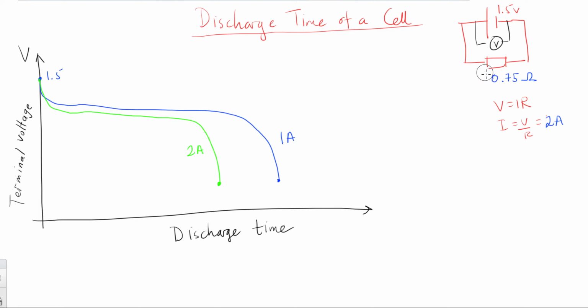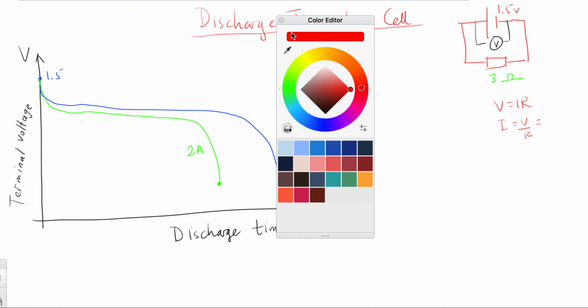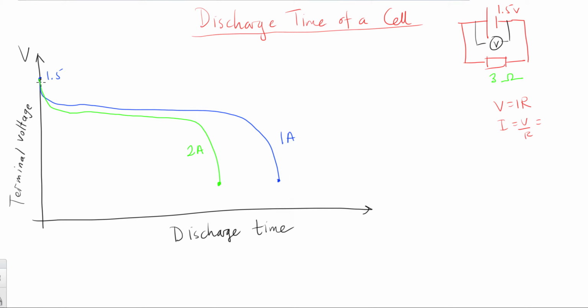However, if I was to increase the resistance to, say, 3 ohms, halving the current, then the discharge time graph would be more prolonged.